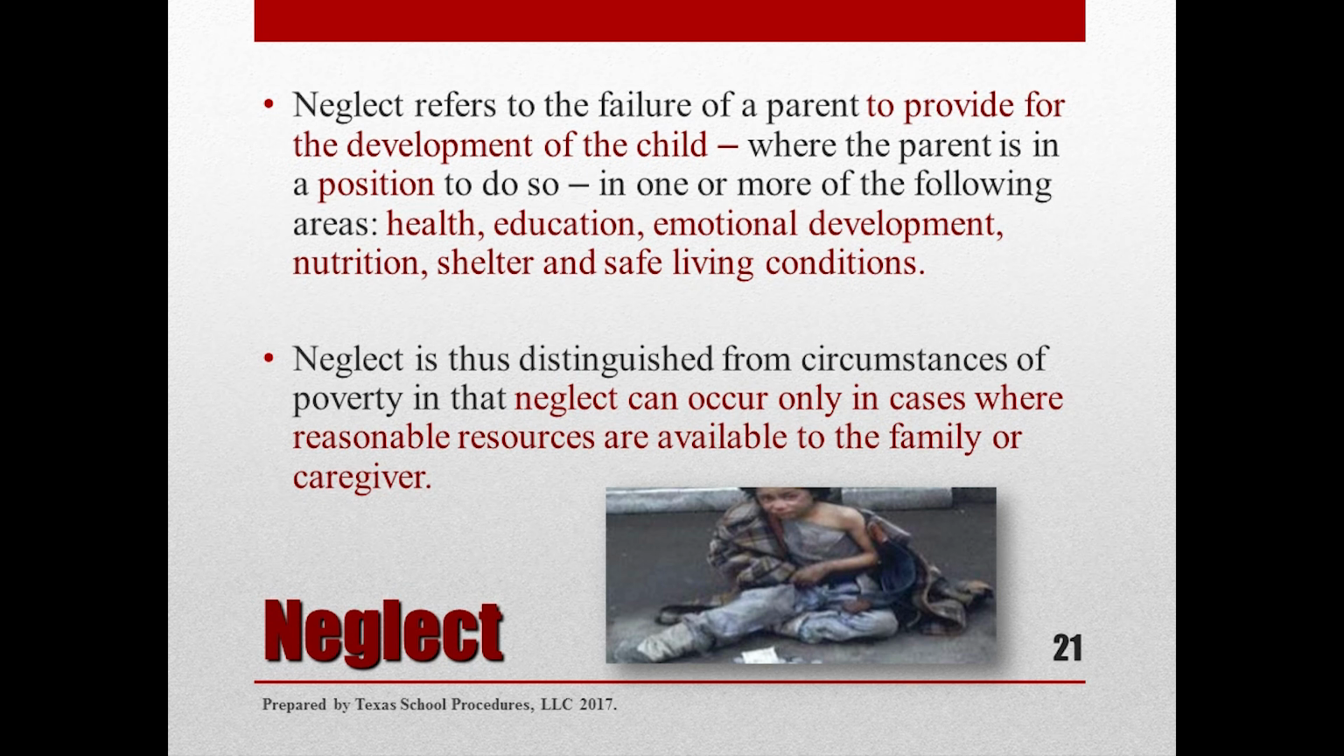Under the law, for neglect to be proven, a family or parents must be in the position to provide this shelter and safe living conditions. For example, we all know that children do better when they have plenty of fresh fruits and vegetables on a daily basis, but some families may not be able to provide that because of their socioeconomic status.